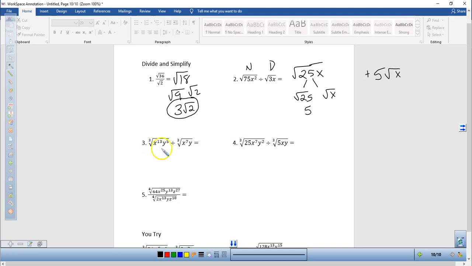Okay, so here, cube roots match, I can divide. So 13 and 7, that's 6. 13 minus 7, remember this is the numerator, this is the denominator. So 13 subtract 7 is 6. 5 subtract 1 is 4. And then we go through, how many groups of 3 can I get out of 6? I can get 2 of them. And how many groups of 4? I can only get 1 group of 4 with 1 of them left over.